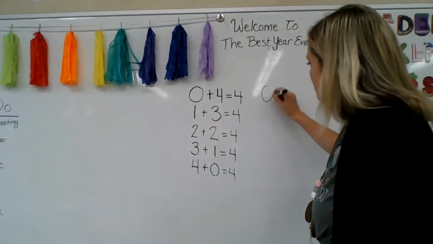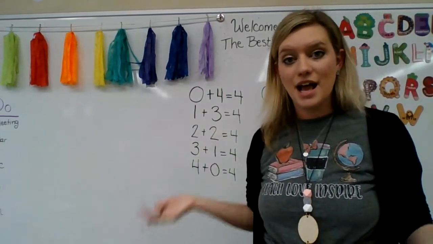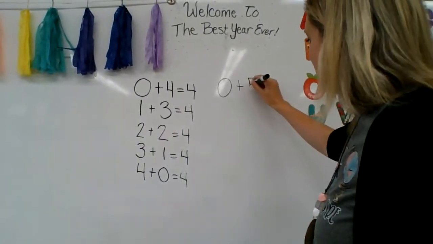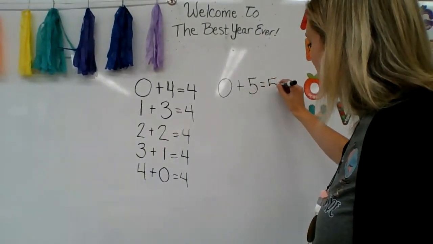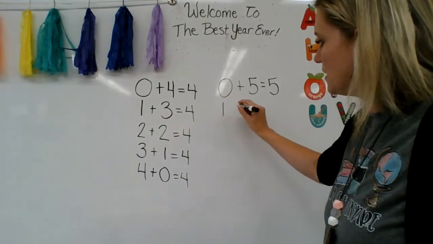I'm going to start with 0. How many do I need to add to 0 to get 5? Well, I have none. So I'm going to add 5 to it. So 0 plus 5 equals 5. I'm going to go to the next number. So I did 0. I'm going to go to 1.